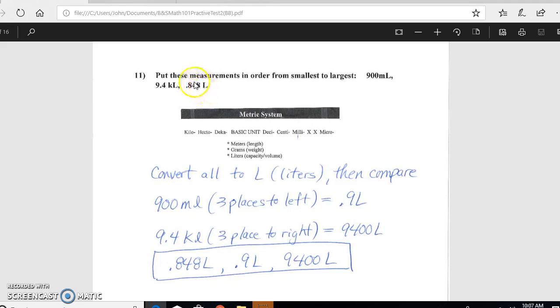So I have 0.848 liters, I have 0.9 liters, and I have 9,400 liters. And now I can see which one is smaller and larger. The 0.848 liters is smallest, followed by the 0.9 liters, followed by the largest, which is 9,400 liters. And so this is your answer from smallest to largest.